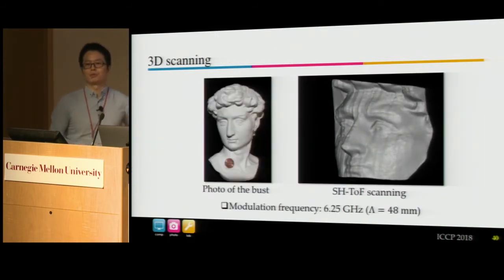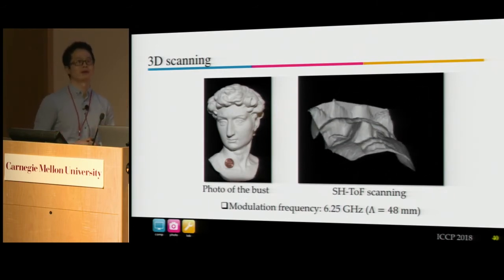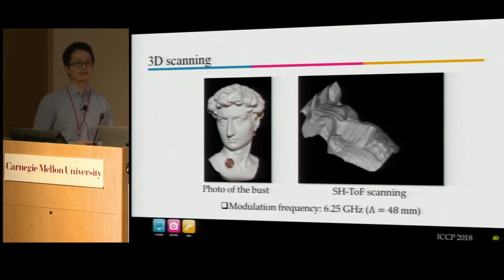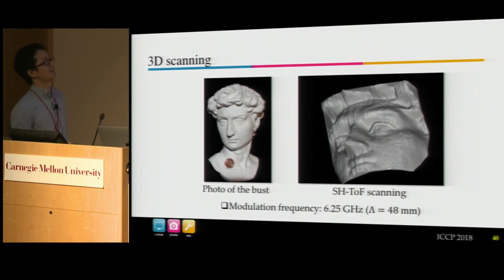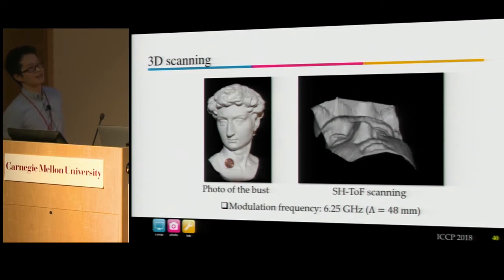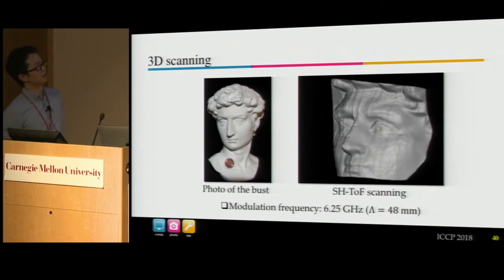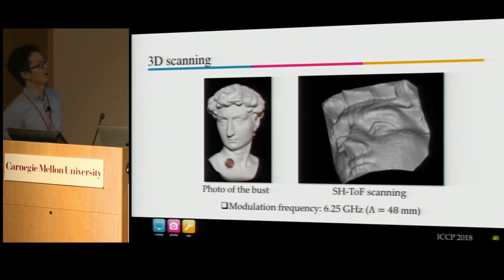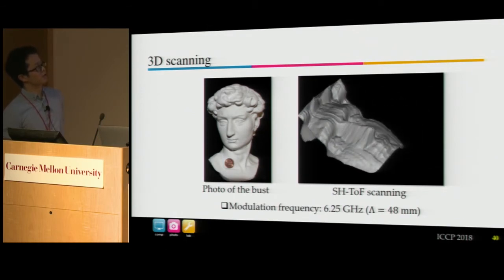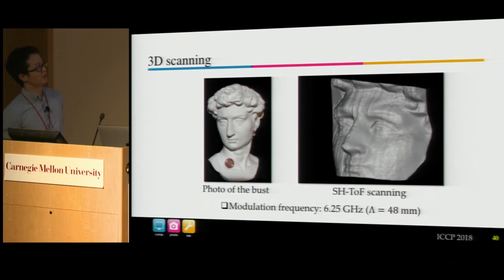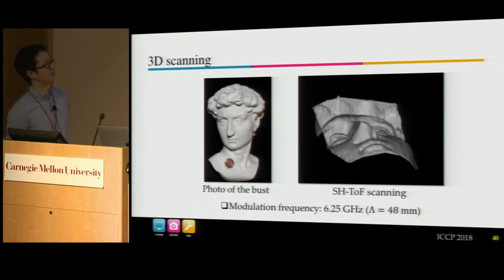So once we verify the point scanning and line scanning setup, then of course we can use the prototype to do a 3D scanning on a rough surface. So again, this is the object we tested. The surface is rough, and the size is about 20 centimeter by 40 centimeter. And this is the rendering result based on our SH-ToF scanning. The modulation frequency we use for this result is 6.25 gigahertz, and the corresponding wavelength is 48 millimeter.